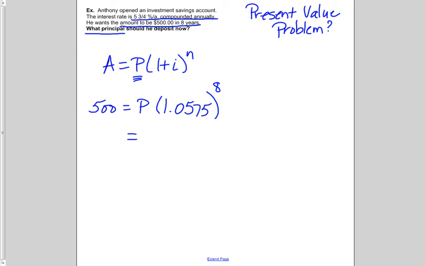So to get the principal, or the present value, what I need to invest now, I'm going to do a division. 500 divided by 1.0575 to the 8. Think about reasonable answers before you type it in. How much would you have to invest to get $500? 400 and something would be reasonable. 100 and something, not so much. 319.69 is what he needs to invest at that great rate to get $500 in 8 years.